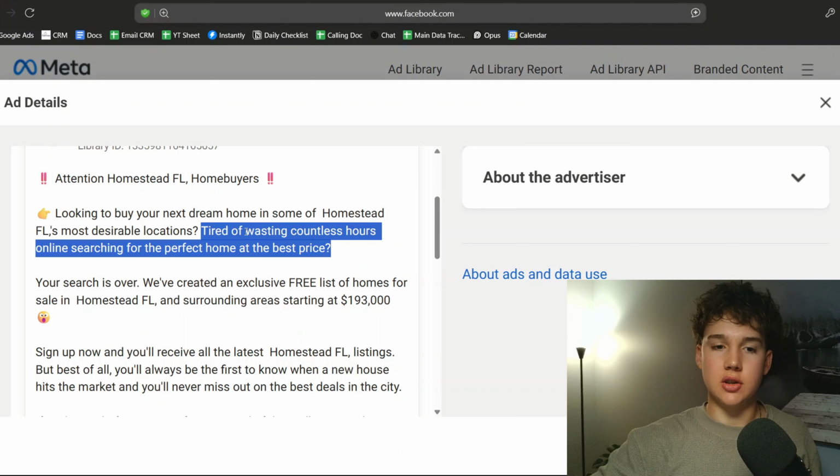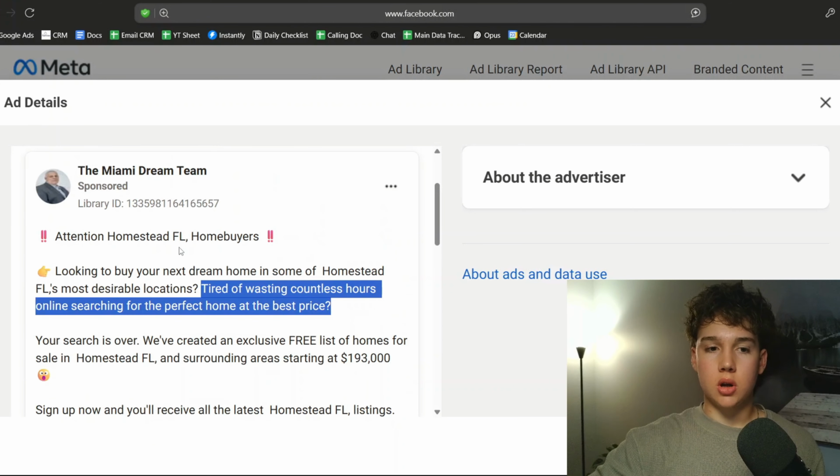That's a big thing, is just searching online for the perfect home at the best price. You can even mention platforms like, tired of searching on the big platforms like Zillow, Realtor.com just to try to find the best price, but maybe you get stuck and find nothing. A good way to do this is to tell a story almost, right?